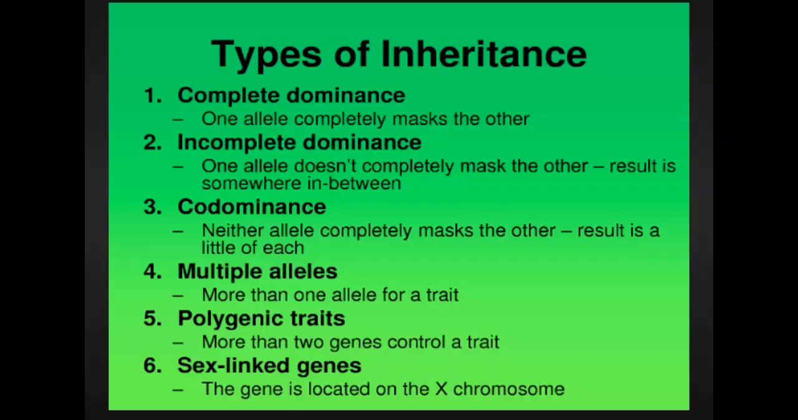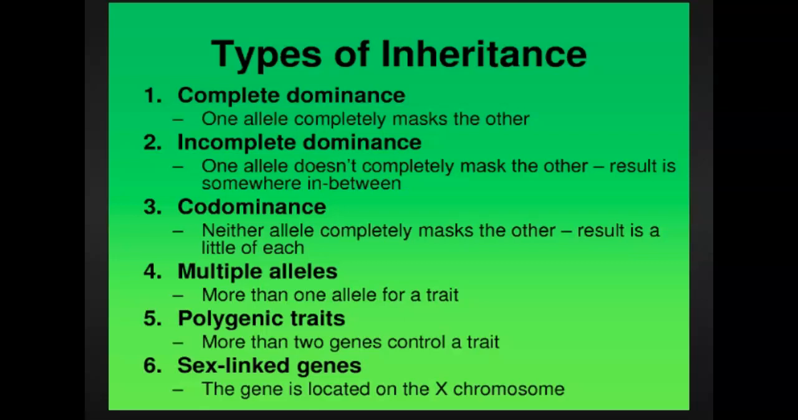So there are many different types of inheritance. So number one, complete dominance. One allele completely masks the other one. So if I have a dominant trait for right hand, but I have a recessive trait for left hand, I'm not left-handed. I'm going to be right-handed because I have one right-handed allele.